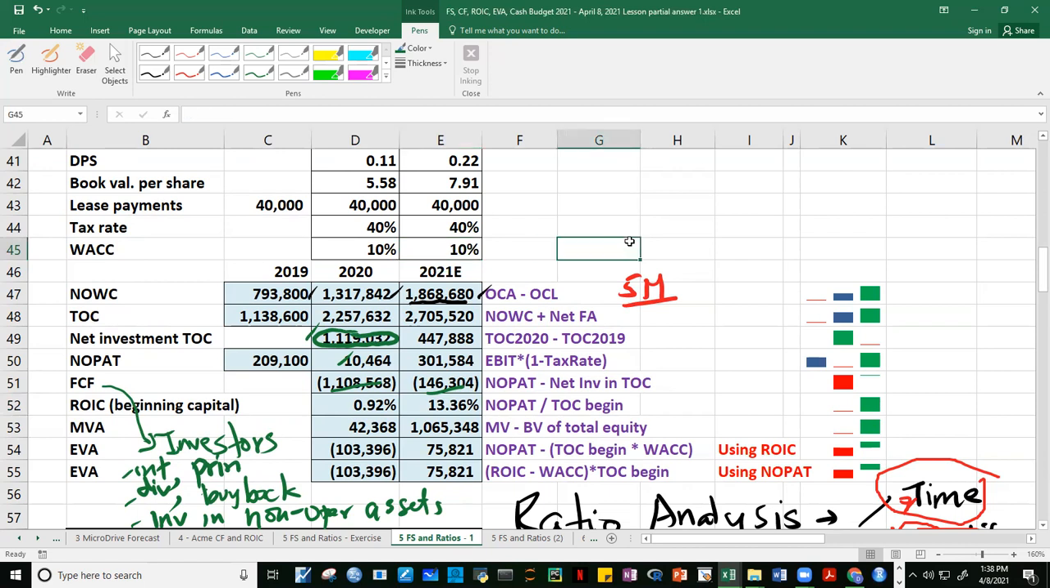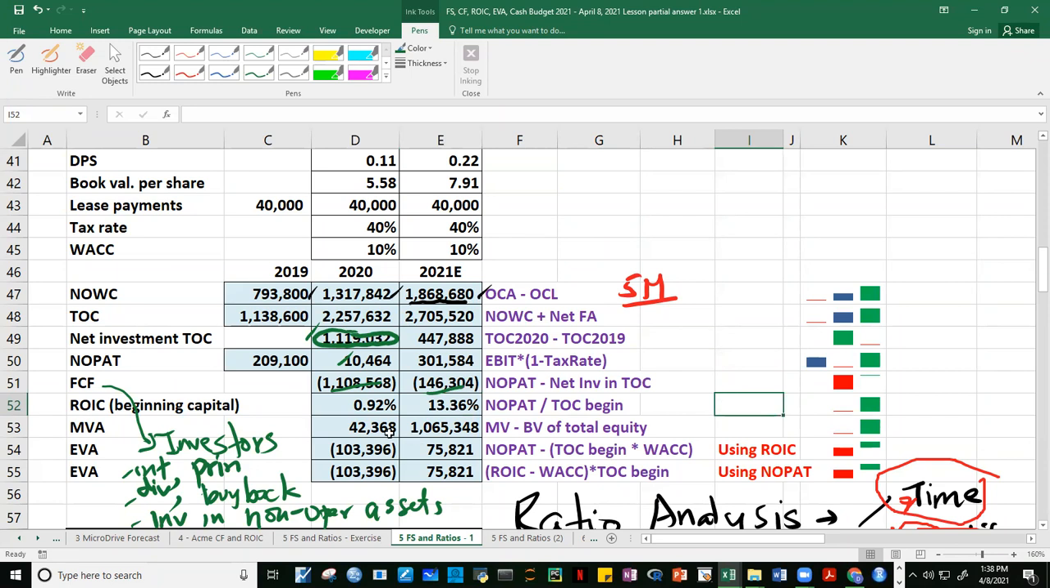So we can say here that in 2020, value was being destroyed by the management because ROIC was less than the weighted average cost of capital. However, the company was able to recover in 2021, where they saw a performance of an ROIC of 13.36%, way above the average cost of capital, which is 10%.